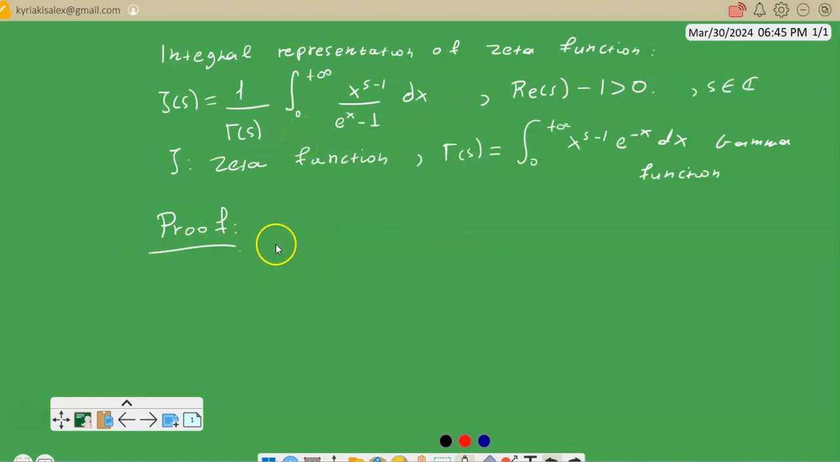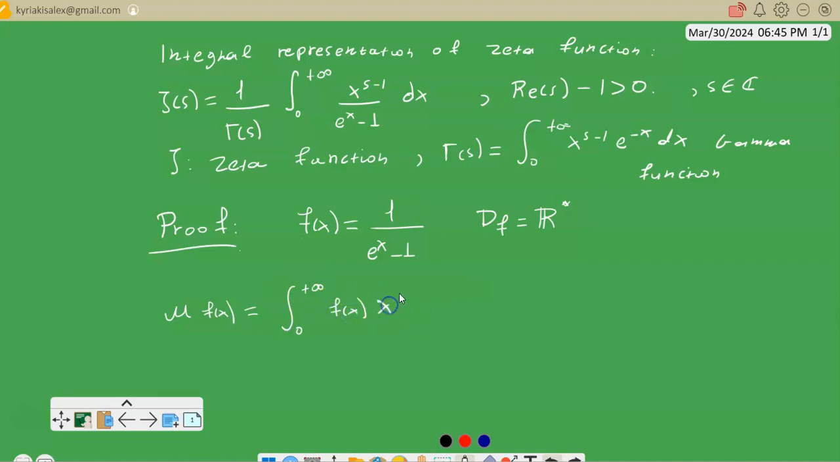Let's see how to derive this integral representation formula. Let's define the function f of x to be 1 divided by e to the power of x minus 1, and the domain of this function is the whole R except for x equal to 0, where the denominator becomes 0. Then we take the Mellin transform of the function f of x. So we take the integral from 0 to infinity f of x times x to the power of s minus 1 dx.